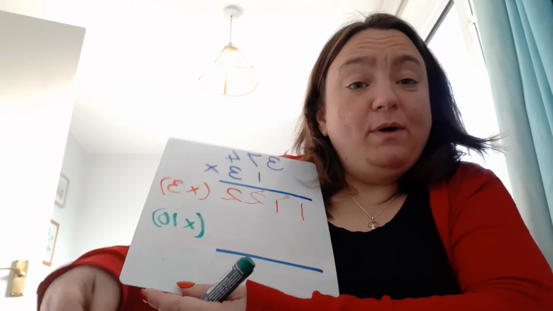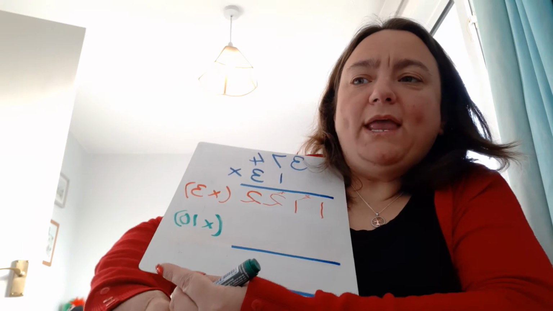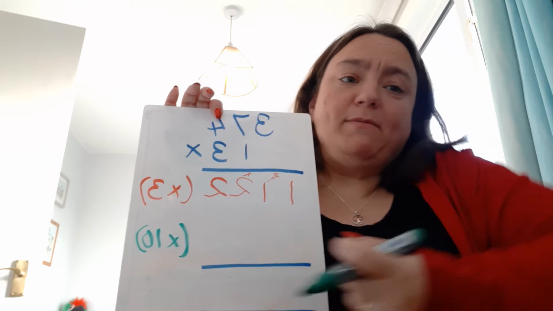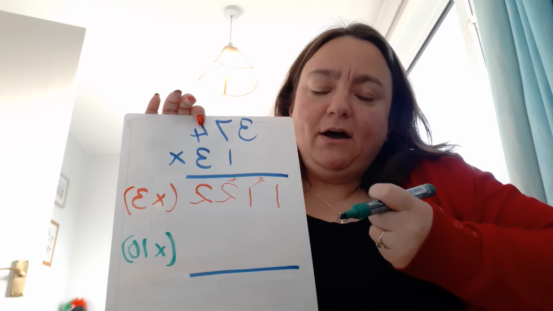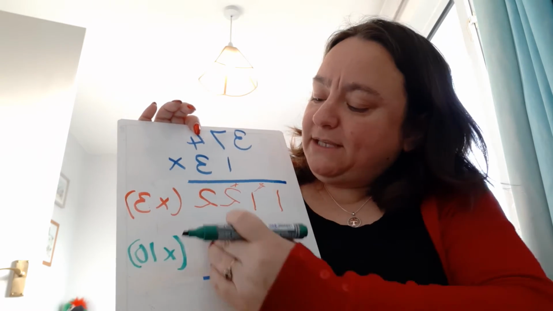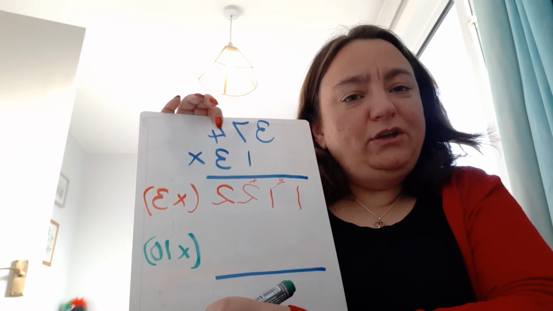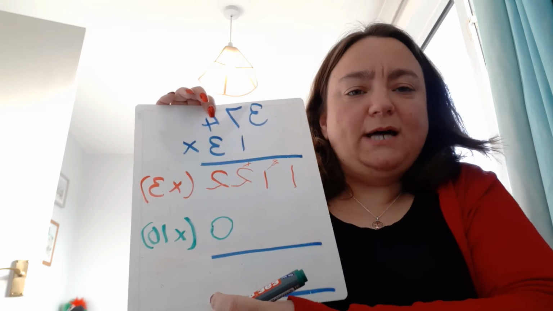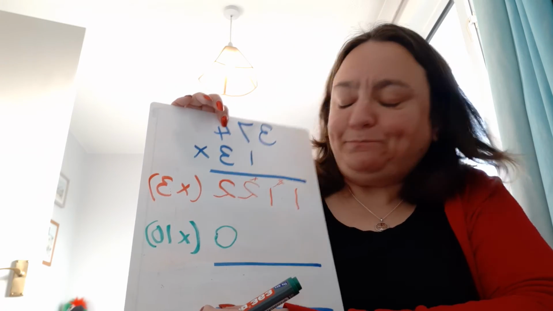Now we come on to multiplying by 10. Now remember, when we multiply by 10, we move along place value. So all of the digits shift along. Remember, they stay together. Remember, linking arms and moving. But that means there is nothing left in the units column. So when we're multiplying by 10, it's always going to end up with a 0 in there.